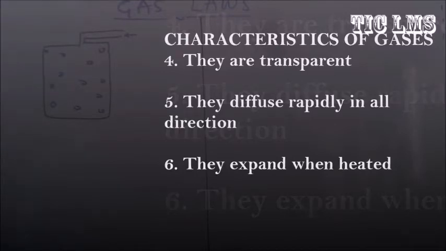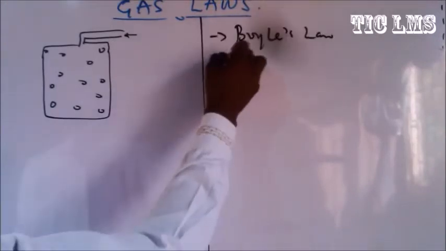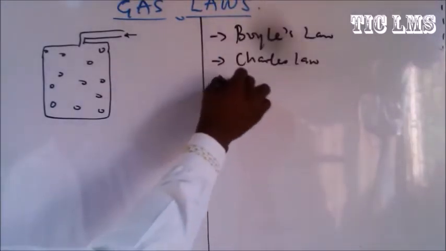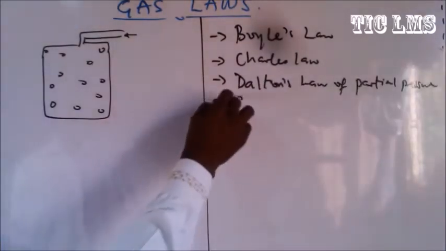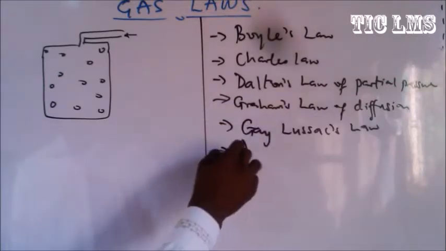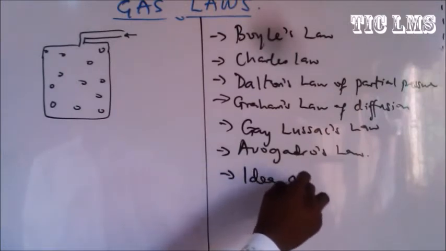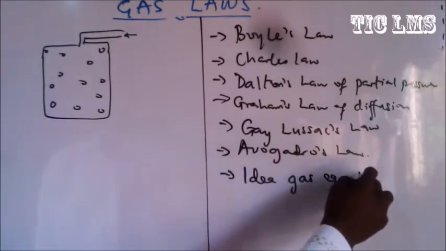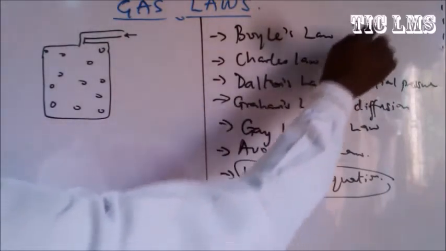Generally, we have about seven gas laws. Number one, we have Boyle's law, Charles' law, Dalton's law of partial pressure, Graham's law of diffusion, Gay-Lussac's law, and Avogadro's law. Then we have the ideal gas equation. This ideal gas equation is not basically a law, but it is an equation that is relevant to gases. Then we also have a general gas law.